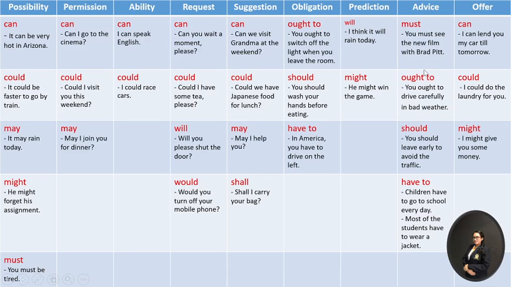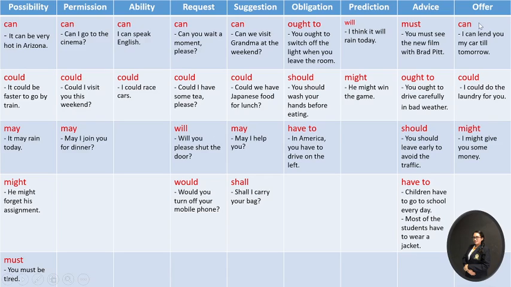Now let's move on with advice. For the advice, we can use the words must, ought to, should, have to. For must, you could say, you must see the new film with Brad Pitt. For ought to, you could say, you ought to drive carefully in bad weather. For should, you could say, you should leave early to avoid the traffic. For have to, you could say, children have to go to school every day, or most of the students have to wear a jacket. So that's advice.